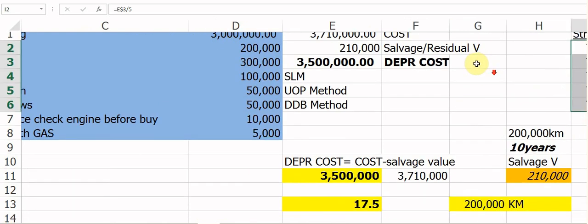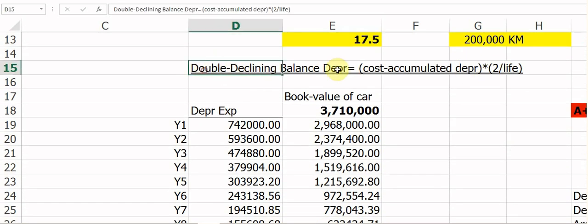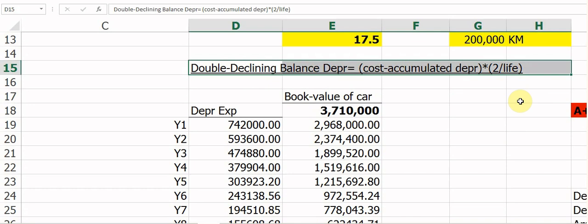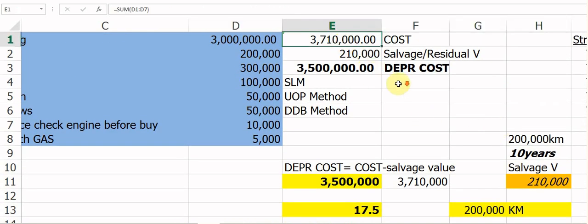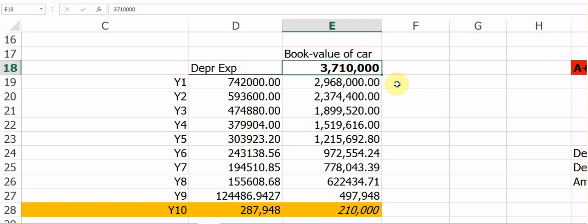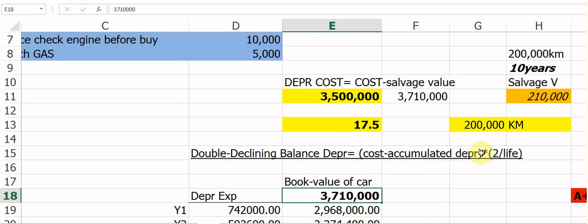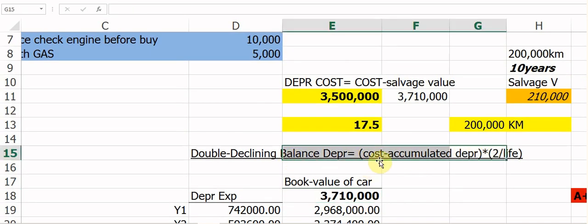Okay. So the double declining balance method, we need to use this formula. With this method, I don't care about the 3.5 million anymore. I'm going to start with the total cost, the 3.71. That's my book value of the car. Okay. I'm going to use this formula. So I'm going to do cost minus accumulated depreciation. So cumulative depreciation, the number will get bigger every year. It's like a snowball effect. It's accumulating. So we're adding to it our current year plus all the previous years.